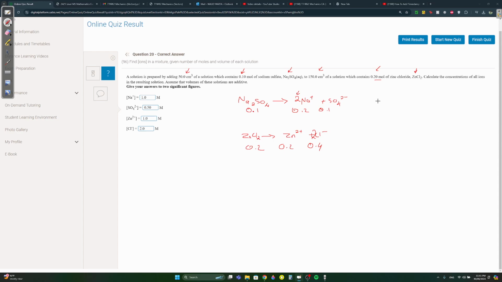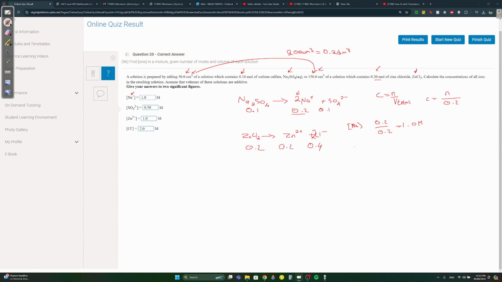Now we want the concentrations. C equals n over V total, because you're mixing two solutions, 50 plus 150. So the total is 200 centimeter cube. But you know that we can't deal with volumes in cm cube, it has to be dm cube. So you divide by 1000, it will be 0.2 dm cube. So it will be n over 0.2. Let's start with the concentration of sodium, Na. 0.2 is the moles over V total 0.2. It will be 1.0 as a concentration.